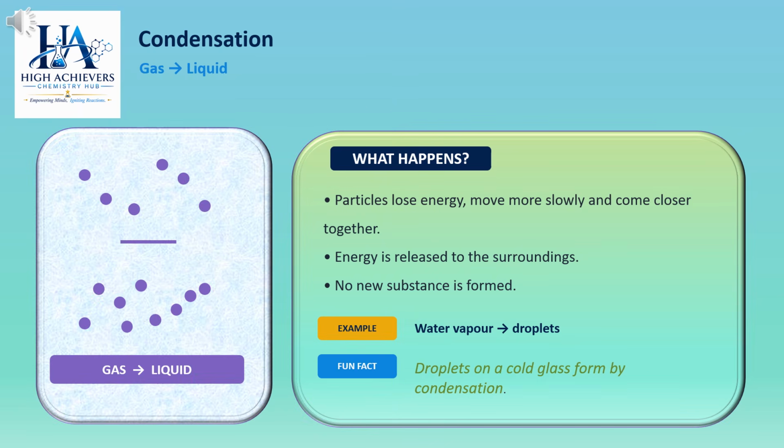Condensation is the change from a gas to a liquid. When a gas is cooled, its particles lose energy and move more slowly. The particles come closer together, and attractive forces allow a liquid to form. Energy is released during condensation. A simple example is water droplets appearing on the outside of a cold glass. These droplets are formed when water vapor in the surrounding air loses energy and condenses into liquid water. The water does not pass through the glass.